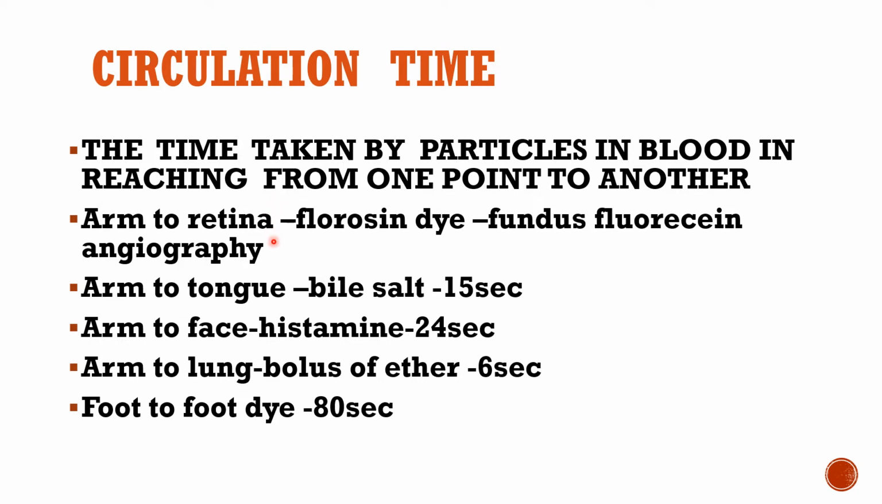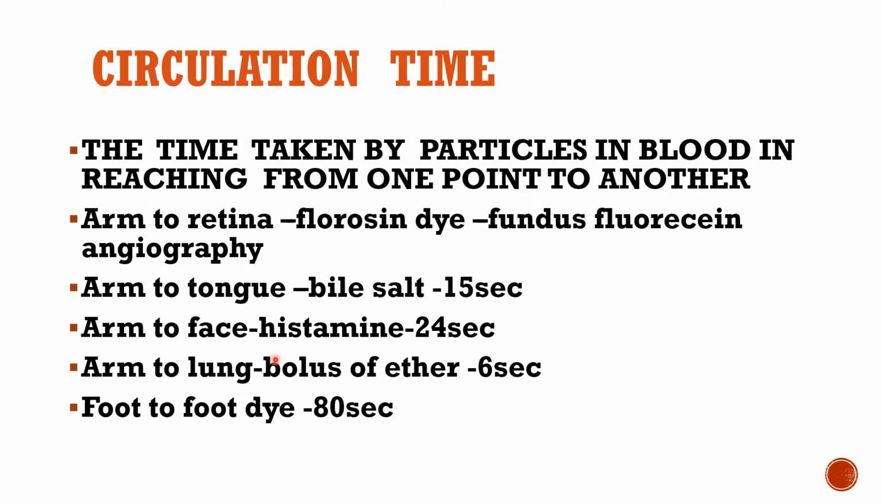Examples for this calculation of circulation time are arm to retina circulation time, which is estimated by injecting fluorescent dye, and the process is called fundus fluorescein angiography. We can see the dye in the fundus with the fundus camera on the retina. Then arm to tongue circulation time is estimated by injecting bile salts in the vein of the arm and noting the appearance of bitter taste of bile salts. The average time for this is 15 seconds.